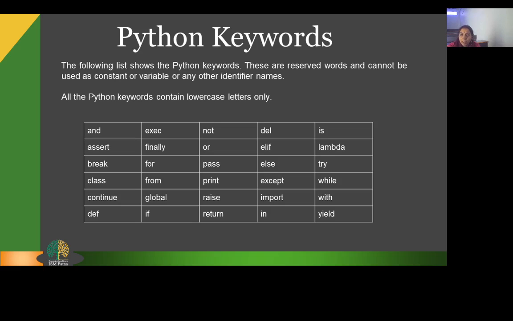So here we have discussed basic syntax: how we should write comment lines, how we should use indentation, what is an identifier and what are keywords in Python. In upcoming sessions we are going to discuss Python variables, how many types of variables there are, and all the things related to Python variables in the next session. Thank you.